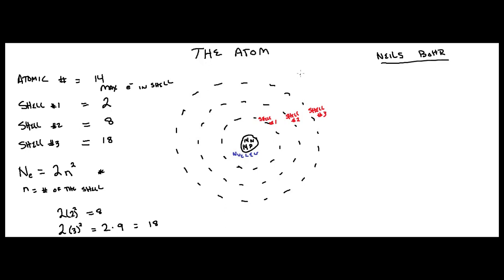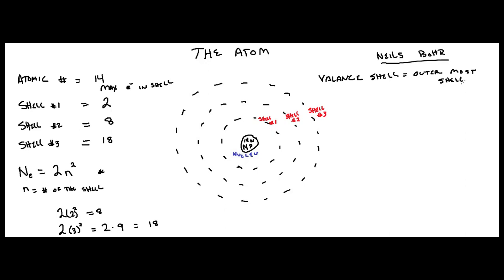Let's write that down. Sometimes this is termed valence band. That's equal to the outermost shell. All right?